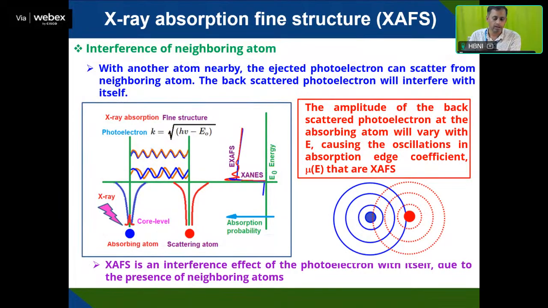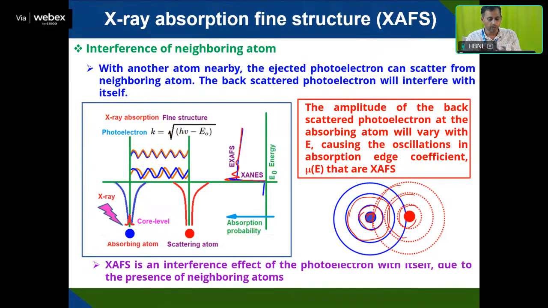Now consider the interference of neighboring atoms. In the previous case I was discussing only a single atom, but now you have a scattering atom: one observing atom at the core level, and another atom that is just a scattering atom. You have a blue one here and a red one here. The blue is your observing atom and the red is your scattering atom. What will happen? The wave vector K generated from the blue atom will interfere with the wave from the red atom.